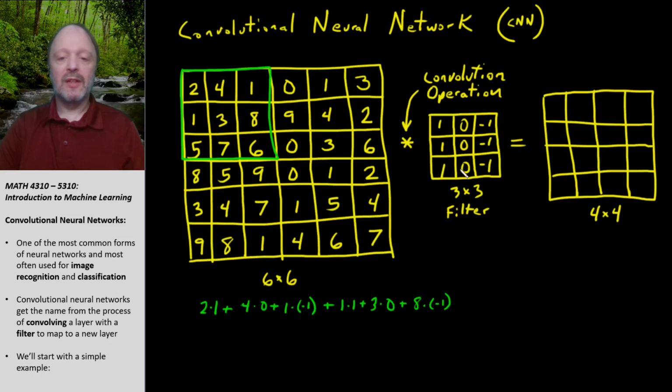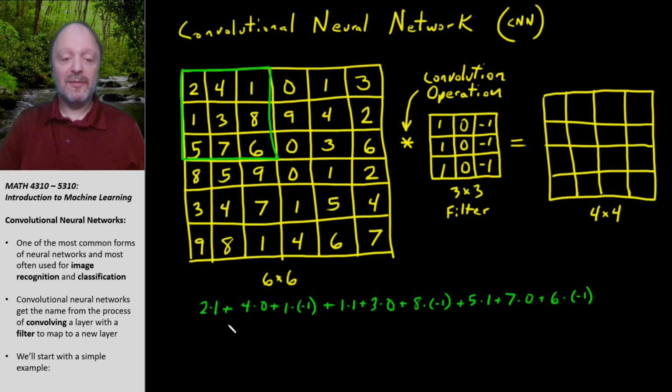And then we move down to the last row. So plus 5 times 1, plus 7 times 0, plus 6 times -1. Alrighty.